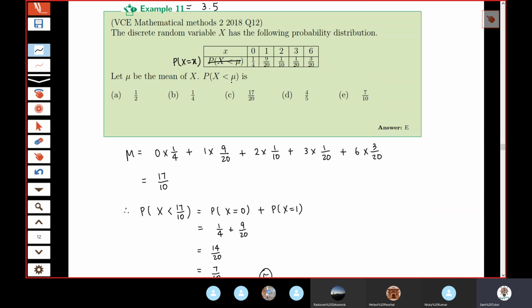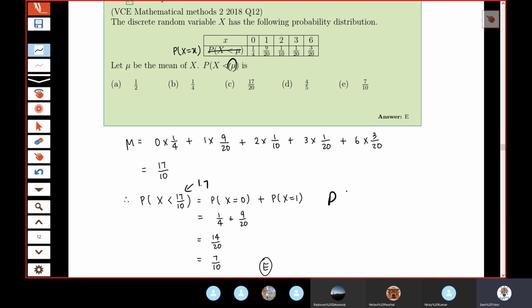Well, first thing you've got to do is work out what that mean is, right? So to work that out, it is 0 times a quarter plus 1 times 9/20, 2 times, all right, I think we get that. You get the mu. So you're trying to work out the probability that x is less than 17/10. 17/10 is 1.7. So for it to be less than 1.7, that means 0 and 1. So a quarter and 9 out of 20, which gives you 14 over 20, which is E.